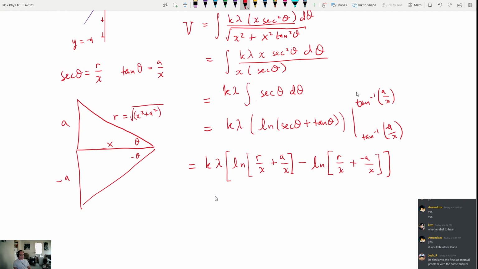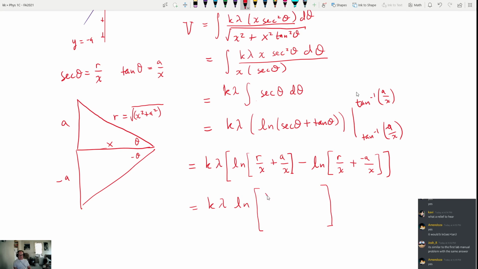Does it look like I did that right? The idea here is that the secant of theta, and theta is the angle whose arctan is a over x. So that's why this ends up just being r over x here. So then this actually simplifies quite a bit, doesn't it? Because now if I have a difference of logs, that's like the log of the ratio, right? Which means all the x's cancel.